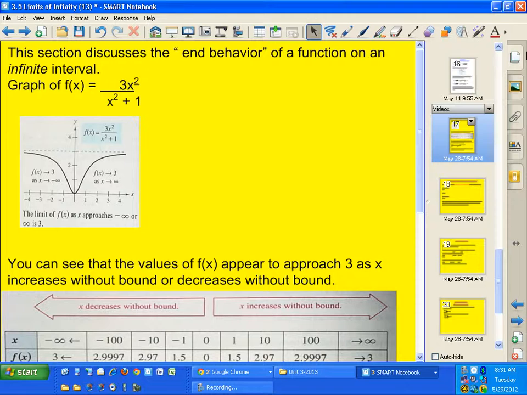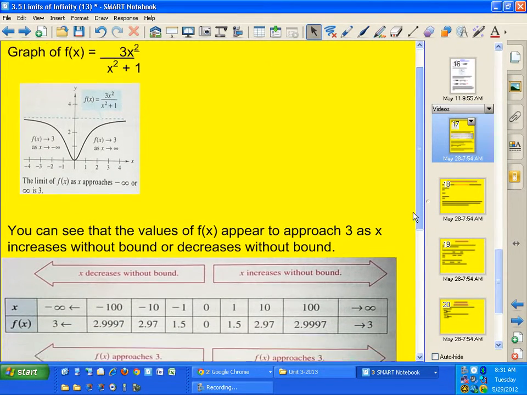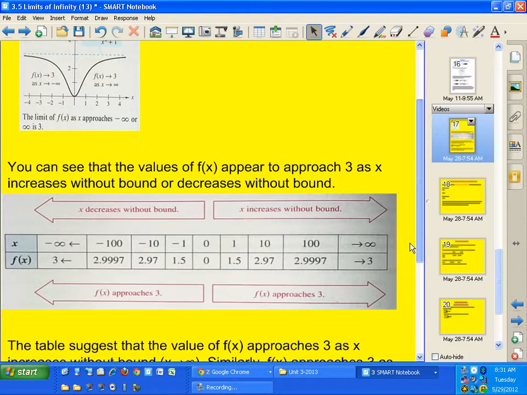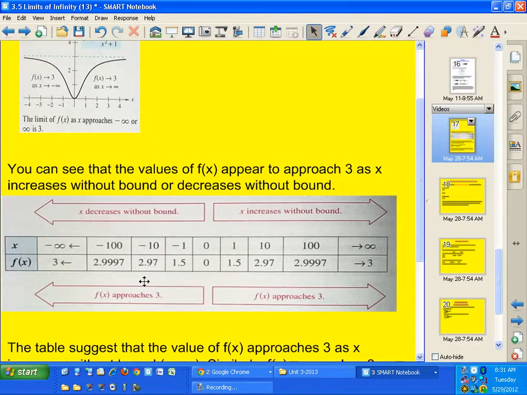So you can look and see this graph. If I was to graph 3x squared over x squared plus 1, I would get this graph down here. As I approach negative infinity or positive infinity, you'll see that my graph is approaching 3. So that is the end behavior of the graph, which would end up giving us a horizontal asymptote. And you can see this with the table of values, if that was a way you'd want to see it besides the graph.